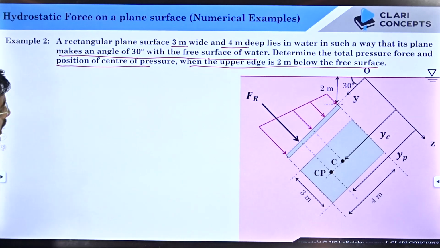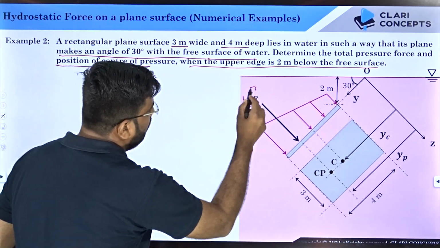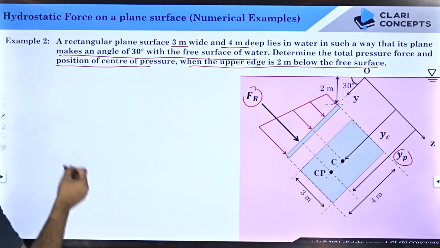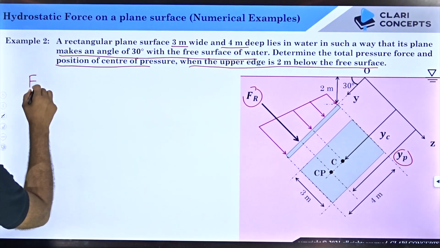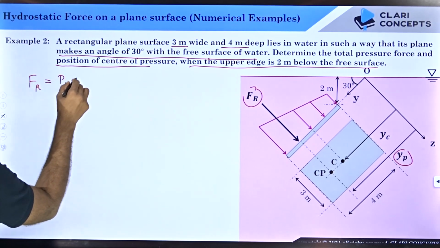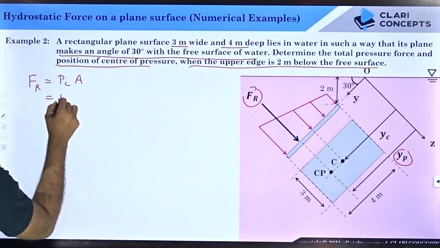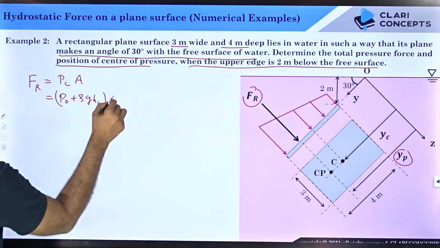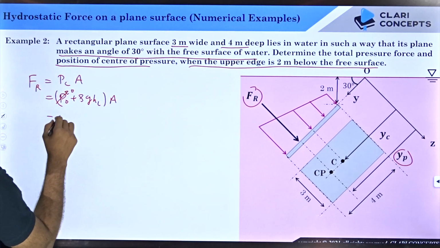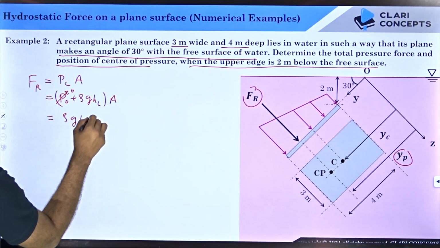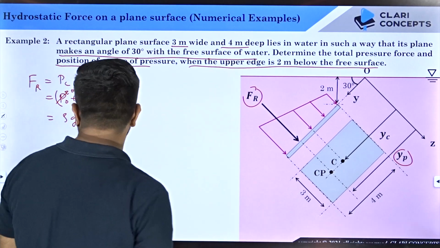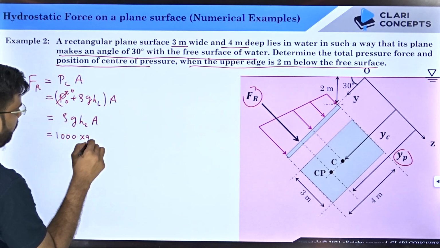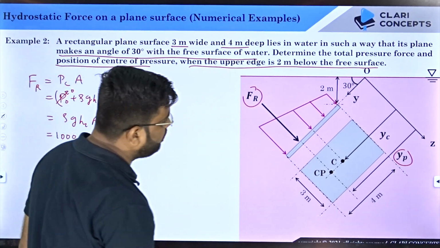Now they have asked you to find out the FR value, and the value of Yp. Can you do it? Very simple. Let's go ahead. Firstly, what is FR? FR is equal to pressure at centroid into area. PC is P0 plus rho g hc, into area. P0 can be considered as 0 Pascal. So rho g hc into area. What is hc? Rho will be known to you, 1000. g is 9.81.